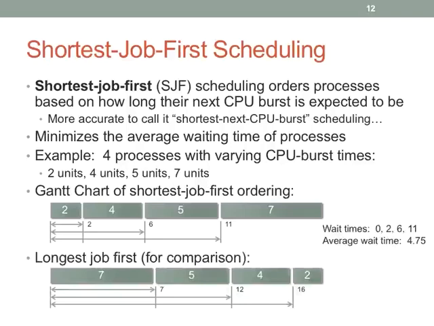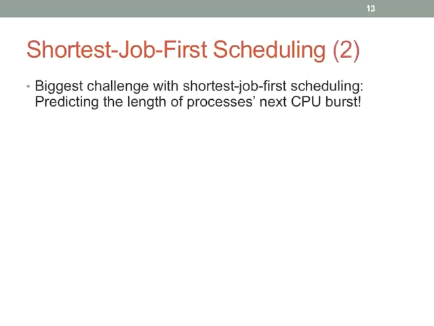And if we order them in the opposite order or any other order that's not shortest to longest, then we see that our average wait time will get a lot longer. So 0, 7, 12, and 16 has a significantly higher average than the shortest to longest ordering. Okay? So that's the idea behind shortest job first.